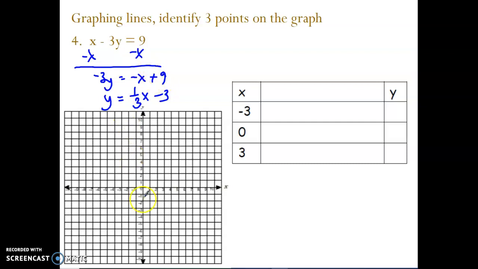So I'm going to go to -3 on the y-axis. 1, 2, 3. There it is right there. And then from that, I'm going to count the slope. And I'm going to go up 1 and to the right 3. All right, and then we will connect the dots.